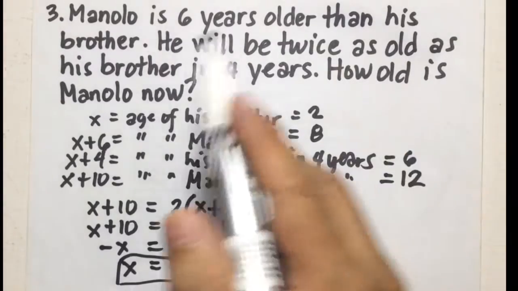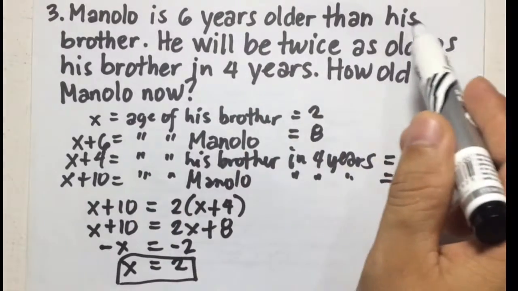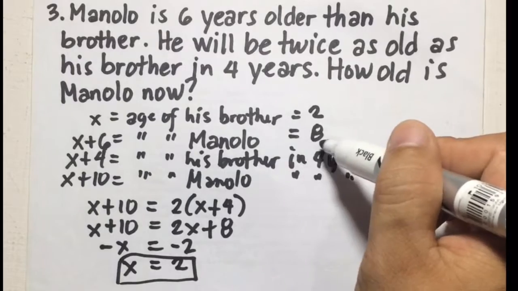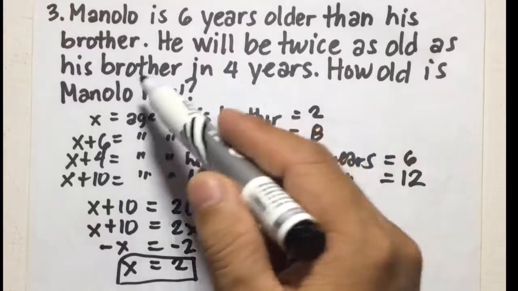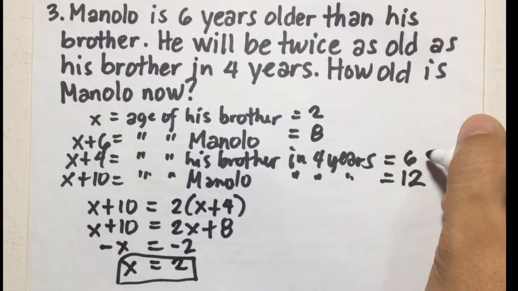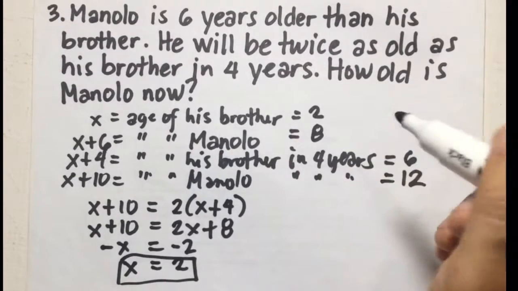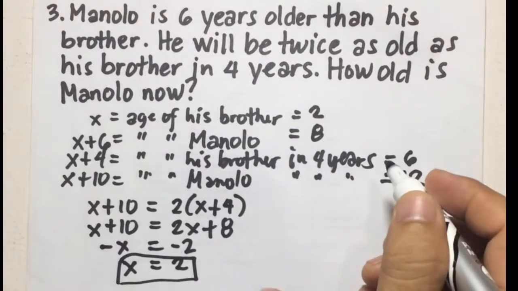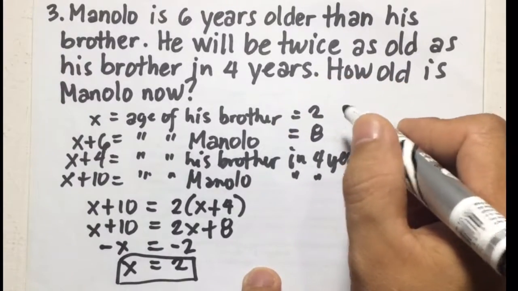Now to check if our answer is correct, going back to the problem, Manolo is 6 years older than his brother, so if his brother is 2, Manolo here is 8, so that is 6 years older, correct? Then he will be twice as old as his brother in 4 years. So their ages in 4 years are 6 and 12, so that will be twice. So your answer is correct. So to answer the problem, how old is Manolo now? Manolo now is 8 years old.